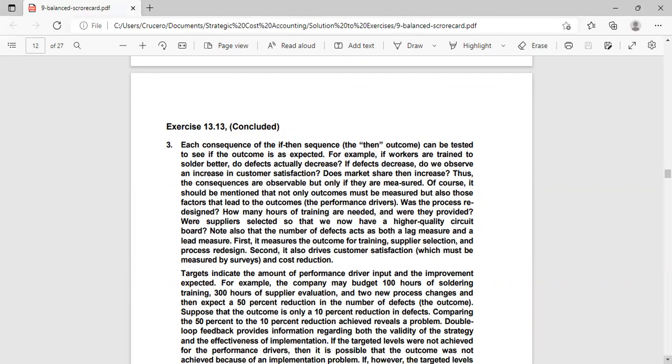evaluation, and two new process strategies, and two new process changes, and then expect a 50% reduction in the number of defects, the outcome. Suppose that the outcome is only a 10% reduction in defects. Comparing the 50% to the 10% reduction achieved reveals a problem. Double loop feedback provides information on the reduction.